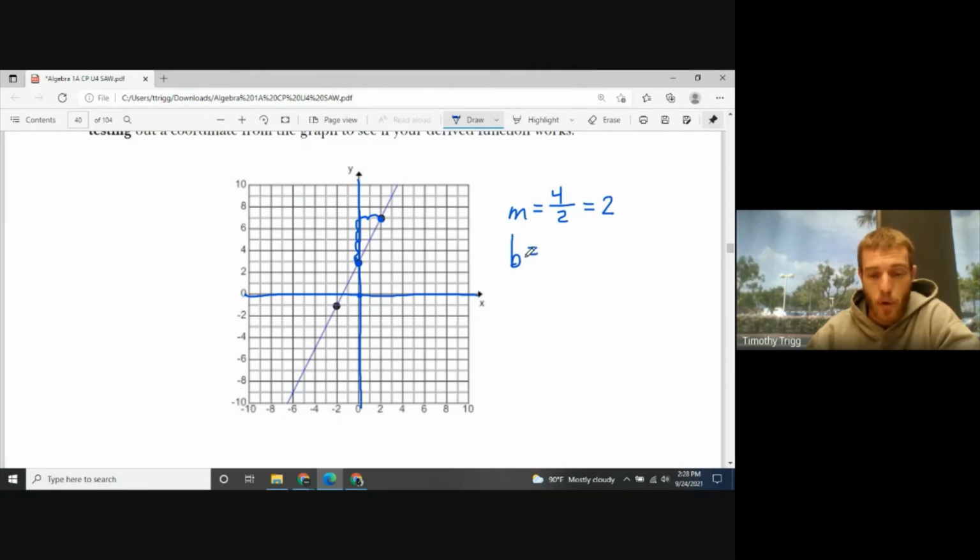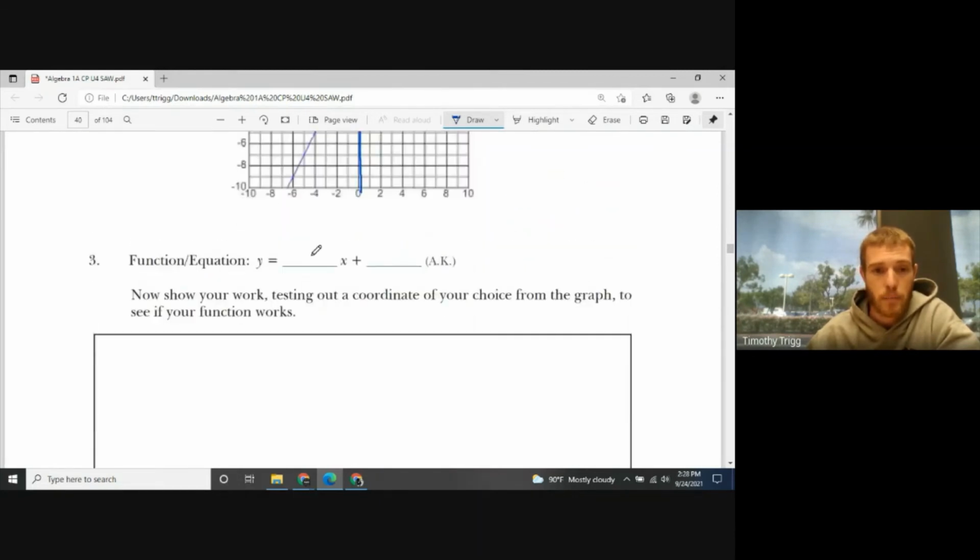And what about our b? What about our y-intercept? So we look at the y-axis, and I'm looking, where does our line cross the y-axis? You can see that happens at 3. Okay, so our y-intercept is 3. So we have our slope and our y-intercept. Now we can write our equation. y equals 2x plus 3.